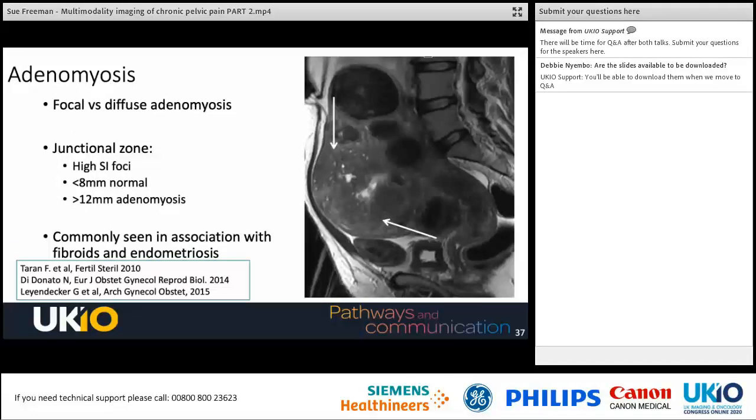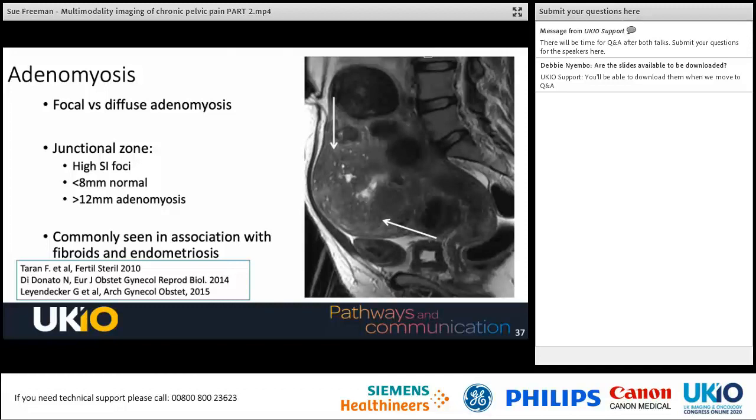Adenomyosis has been reported as commonly found in patients with fibroids. In studies looking at hysterectomy specimens of women with known fibroids, up to 57% of cases showed concomitant adenomyosis. And this is demonstrated on this image here on the right.